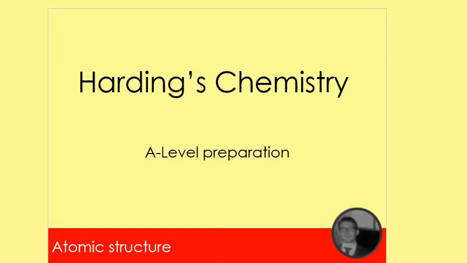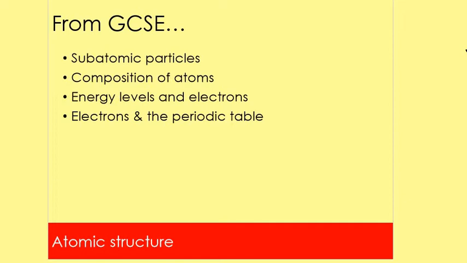In today's video, we're going to have a look at atomic structure. During your GCSE studies, you will have come across subatomic particles and how they're put together to make atoms. You'll also have seen energy levels and the electrons and how they are arranged on those energy levels. And then you'll also have come across how electrons affect an element's place in the periodic table. We're going to have a quick review of all of these today, and I'll show you some ways that these link forwards into your A-level studies.